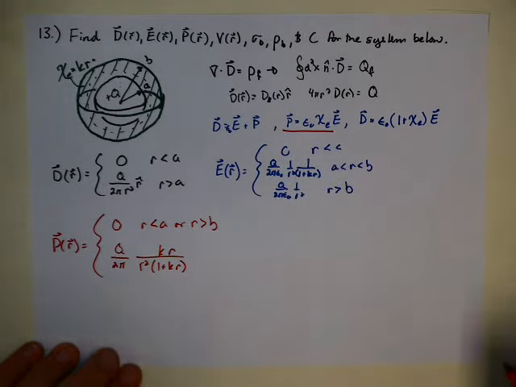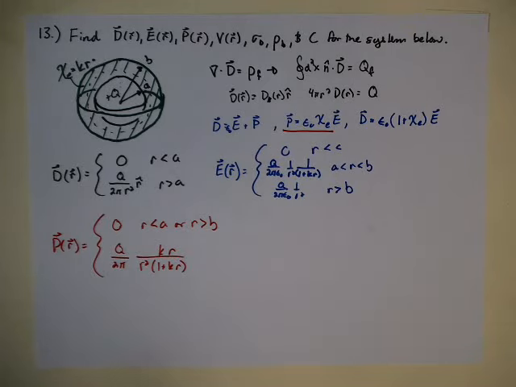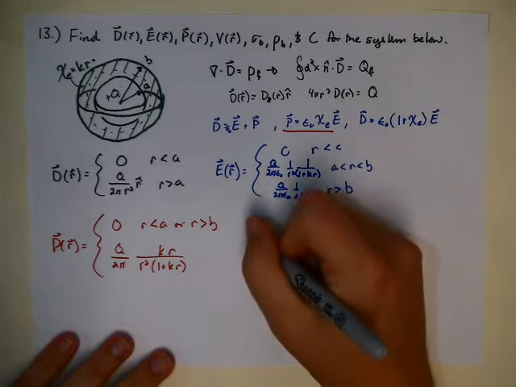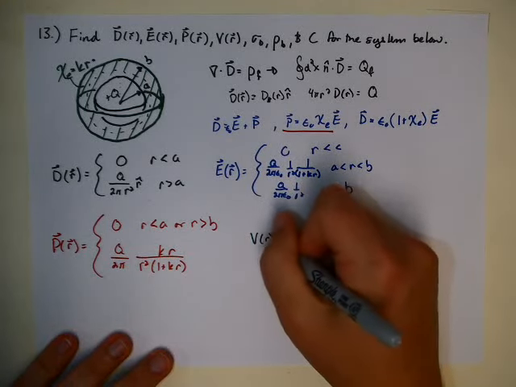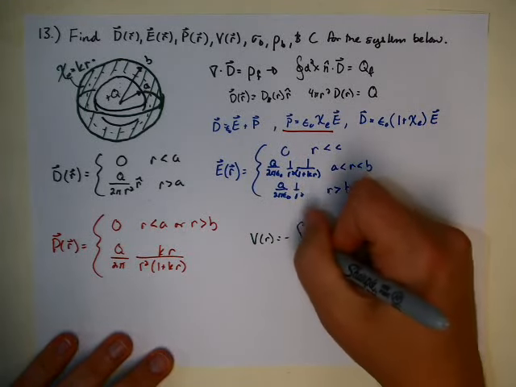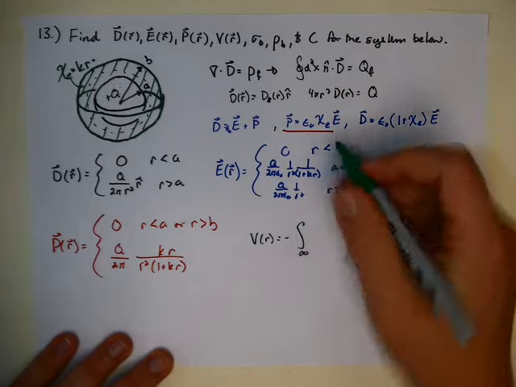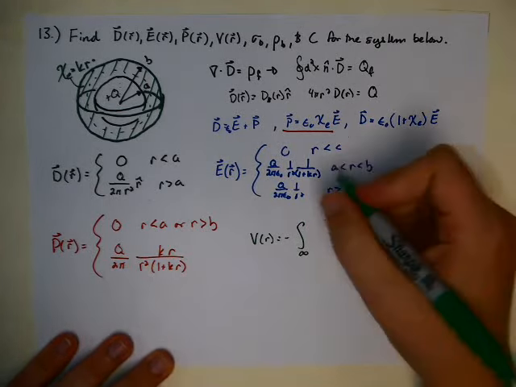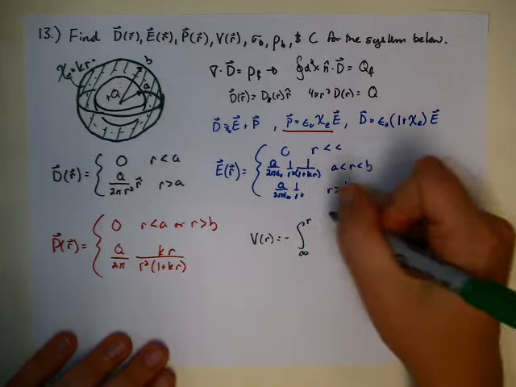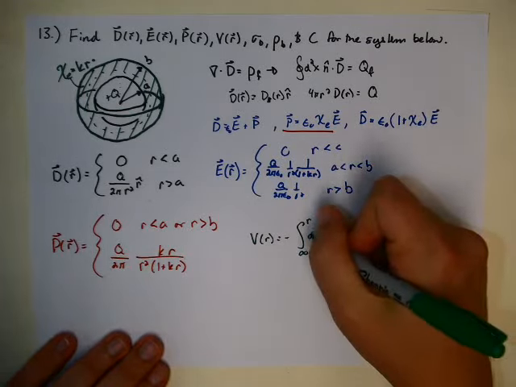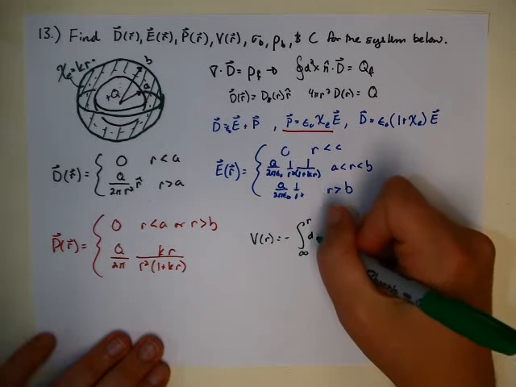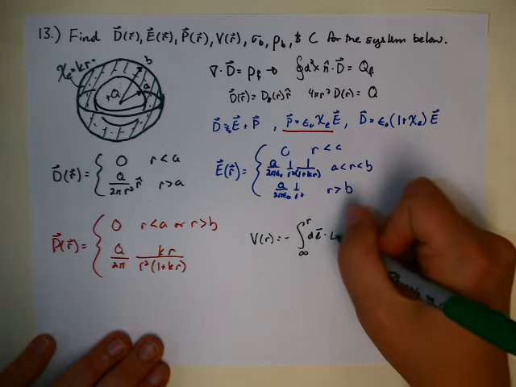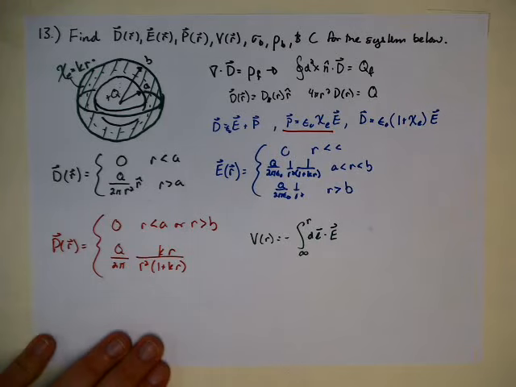And that's that. Now the final thing we're asked to find is the potential. Now the potential is the trickiest thing in here. And the potential is given, in this case, by minus the integral from infinity to whatever distance we're looking at of dl dot, times always the electric field.